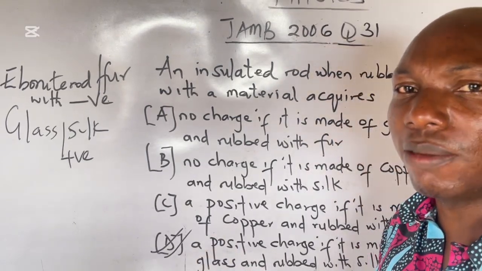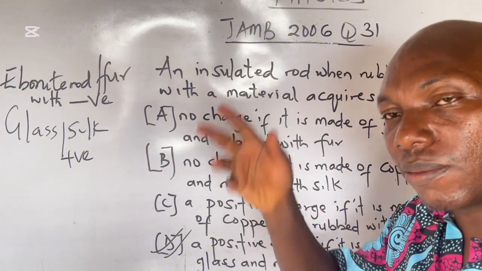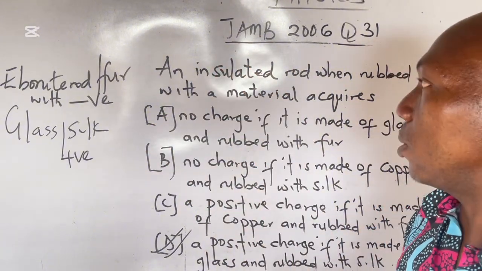How do you remember this for the sake of the exam? Ebonite, N for negative. The other one will be positive.